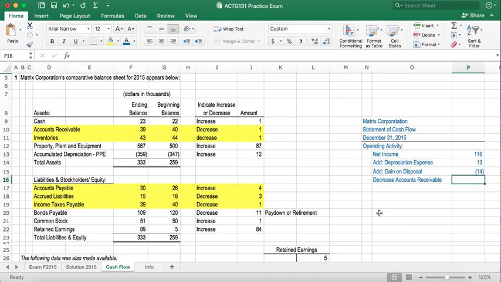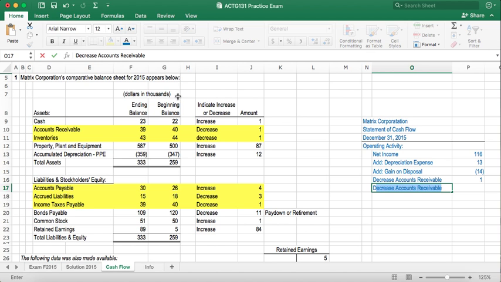A lot of students ask me, do I have to put in the increase or decrease? I always tell them it's not required, certainly not for the final, but I have found that it makes it easier if you end up with an error. So we have a decrease in accounts receivable of 1,000. And remember, it affects the cash flow as an increase.